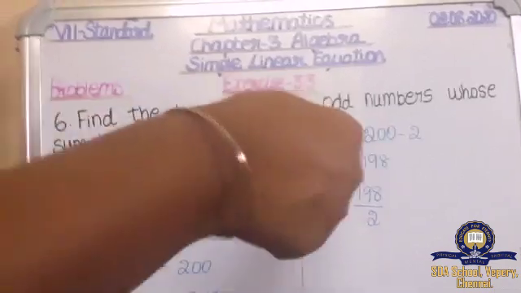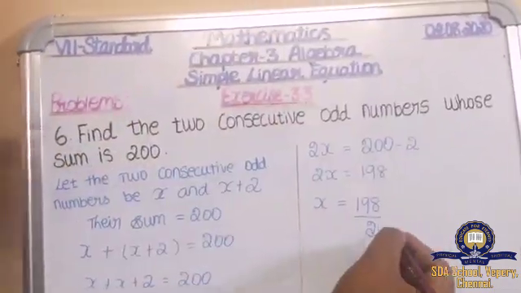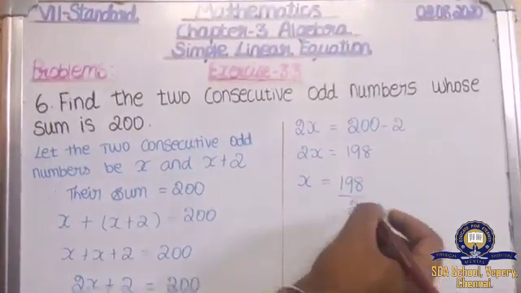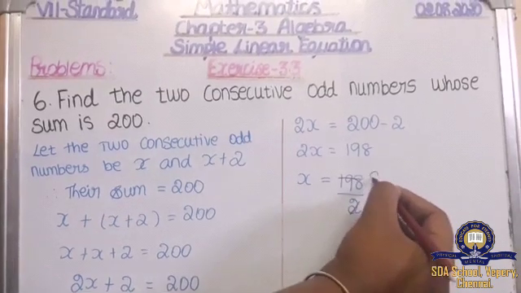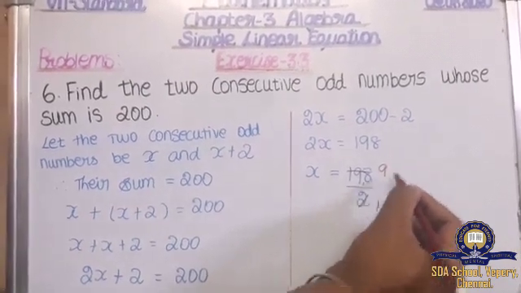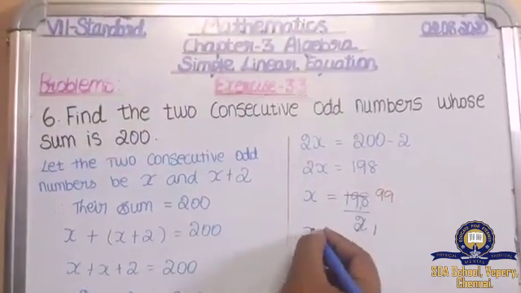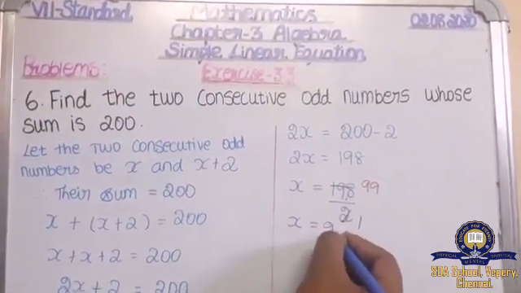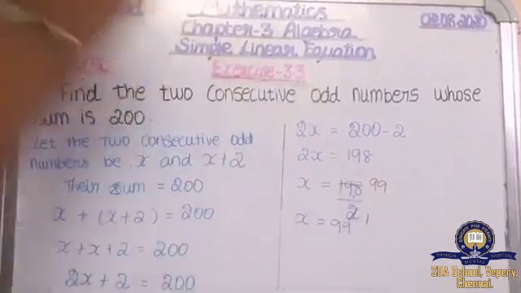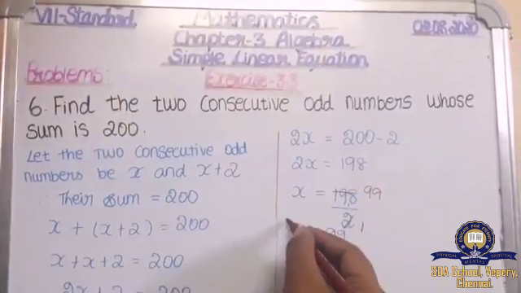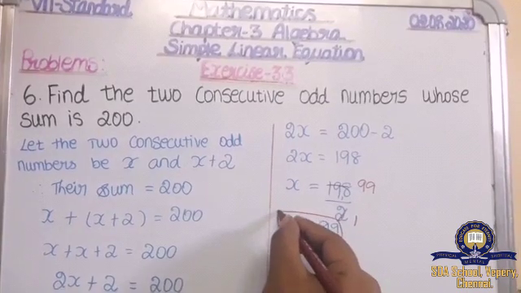When multiplication goes to the other side, it will become divide. So now cancel. 1 2s are 2. 9 2s are 18. Remaining 1. 9 2s are 18. Therefore we get that x is equal to 99. Now we have found the x value, that x is equal to 99.